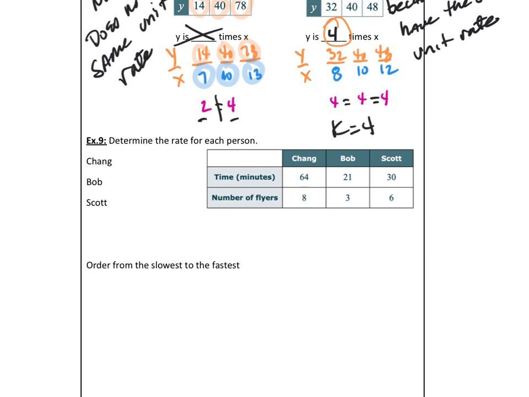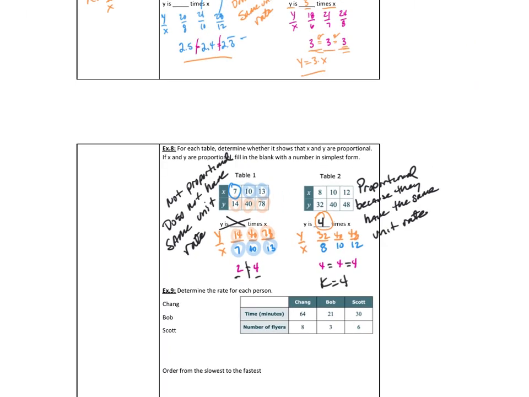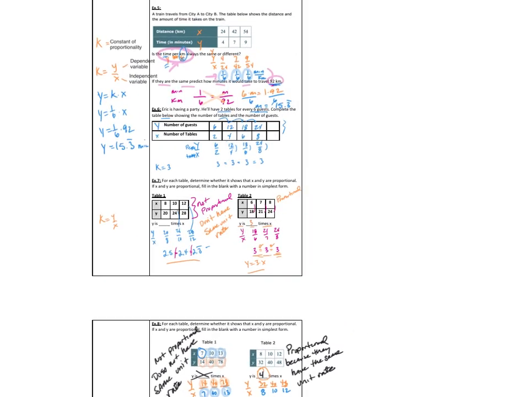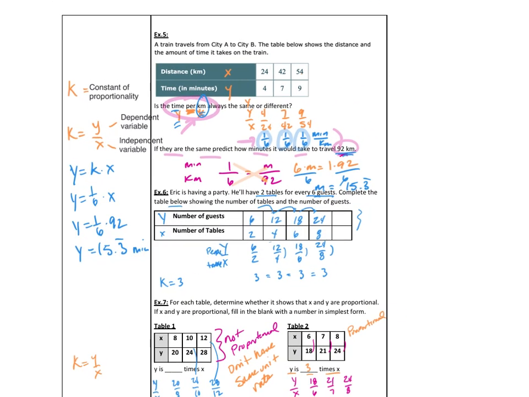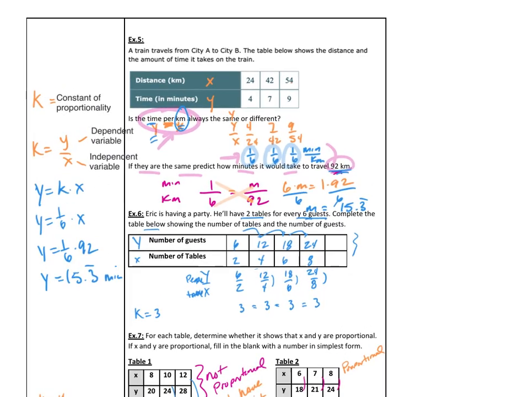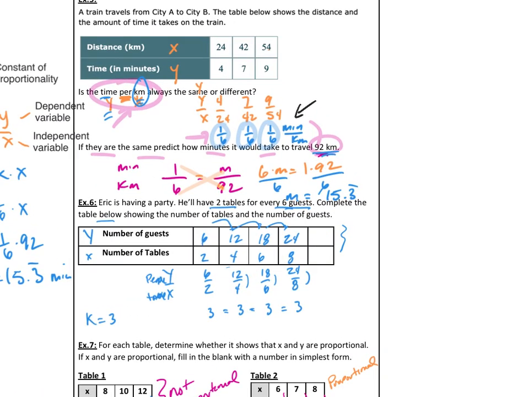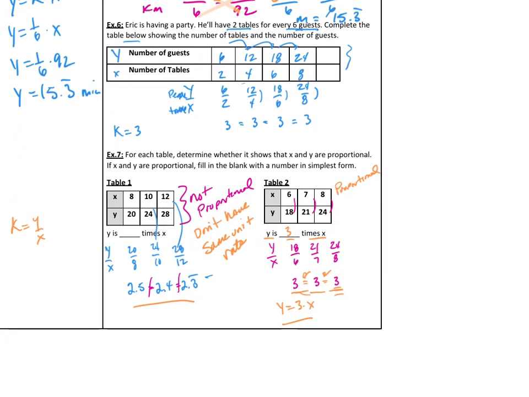Okay? All right, guys. So this is all about, is it proportional? Understand that k is the constant of proportionality. Understanding that k is always y divided by x, and k only exists if each one of these is equivalent. So in this situation, it was proportional. In this situation, it is not. So there is no k, because it's not proportional. There's no constant of proportionality. Their unit rates are different.